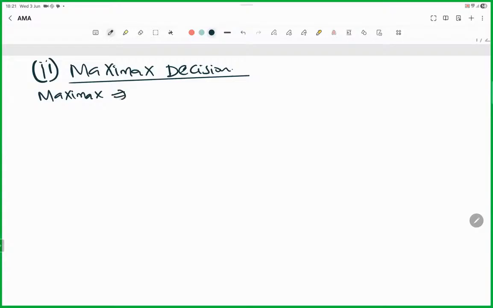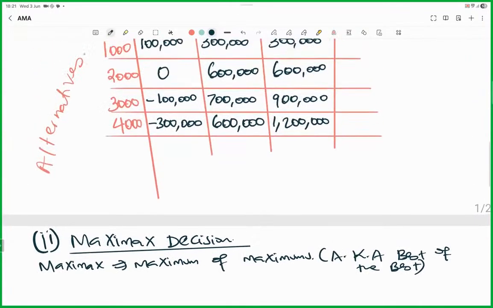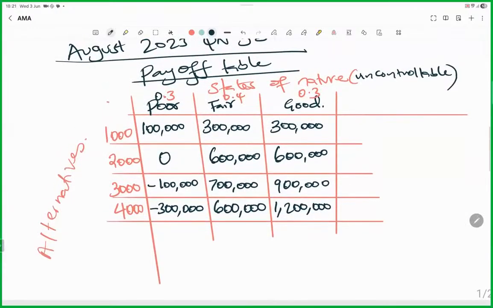maxi. In short, it is maximum of maximums. Actually, that's the best way of remembering this. Maximum of maximums. It is also known as best of the best. So then what you're supposed to do, ladies and gentlemen, is come here and create a column of what here somebody? Best.